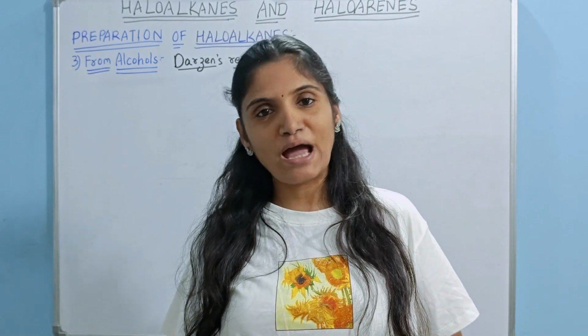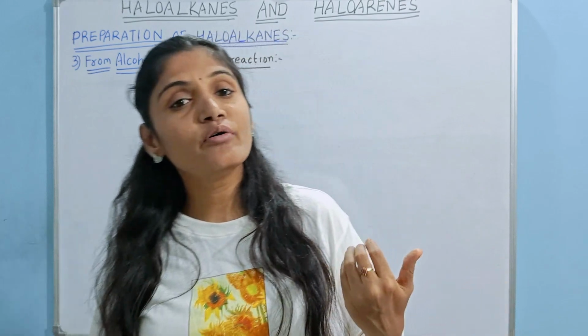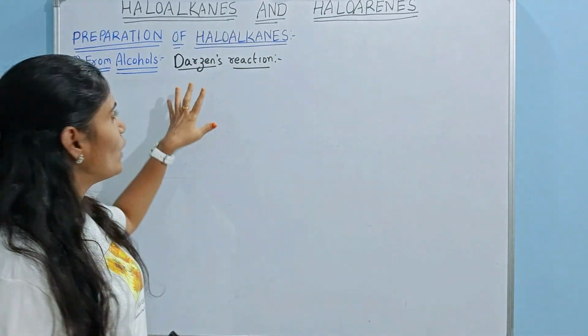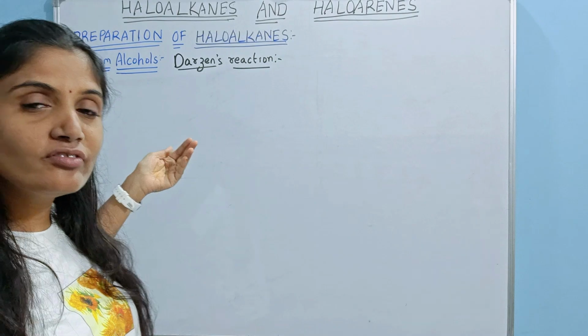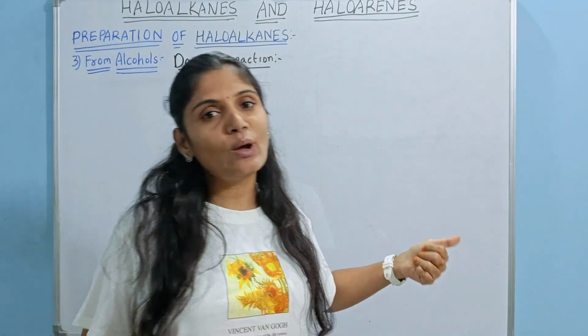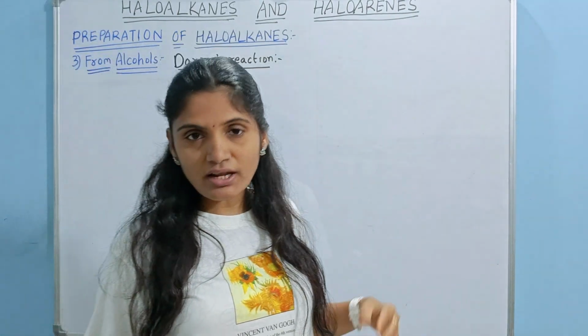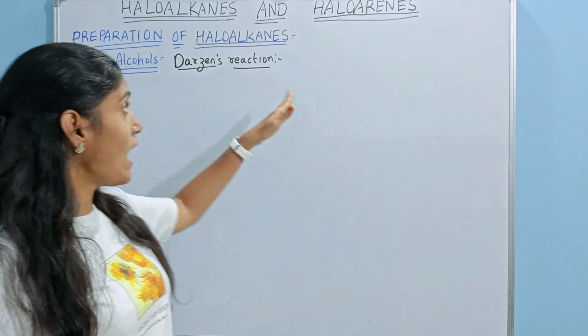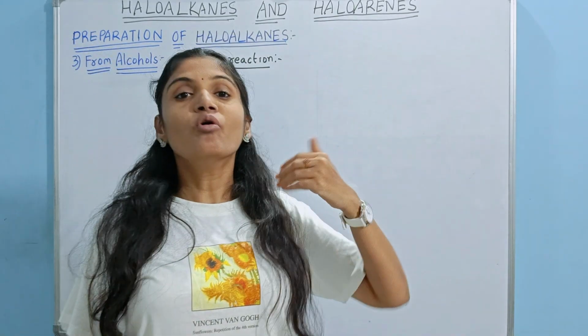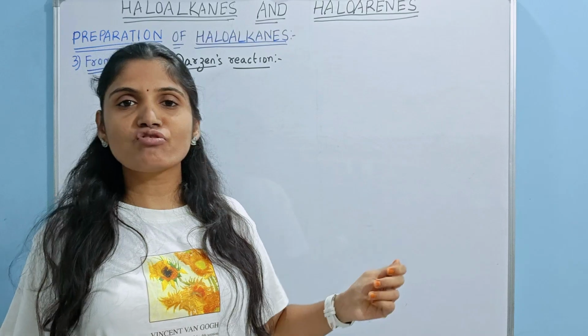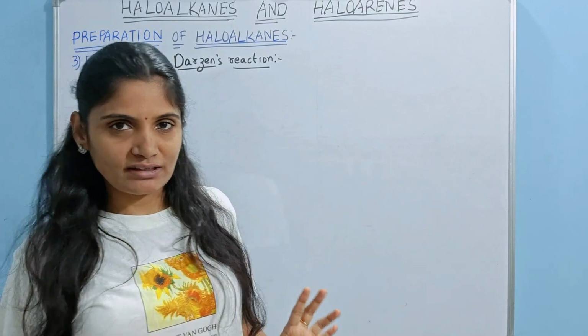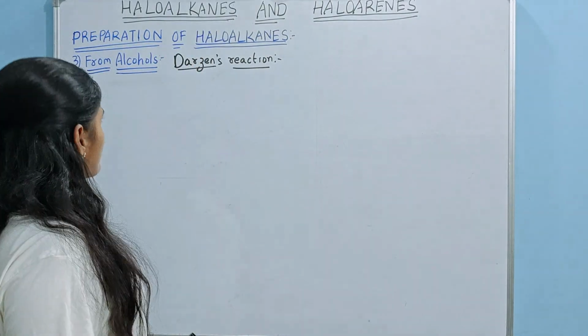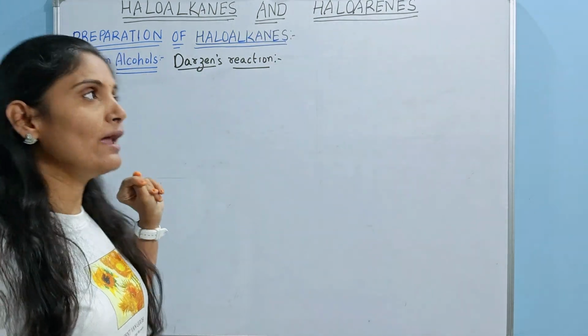From the previous few sessions, we have been seeing preparations of haloalkanes from alcohols. In that we have seen Groove's process, where we prepared haloalkanes from alcohols using Lucas reagent. Then we have done the preparations using PCl₅, in gaseous and solid form, and then we have seen PCl₃. Today it is going to be the last preparation method of haloalkanes from alcohols.